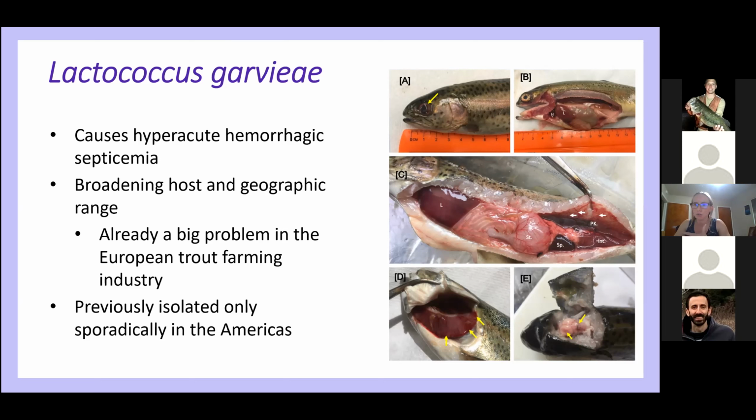septicemia that's more characterized with the presence of pretty intense hemorrhaging. So hyperacute hemorrhagic septicemia and particularly high mortality rates. And it's got a broadening host and geographic range. It's already been established as a pretty big problem for European trout farming. It's also an issue in wild marine fish farming in Asia, but it had previously only been sporadically isolated in the Americas. There was an outbreak in the early 2000s in Brazil, but other than that, it had mostly been one-offs or smaller scale.